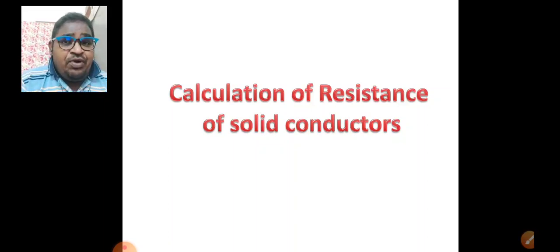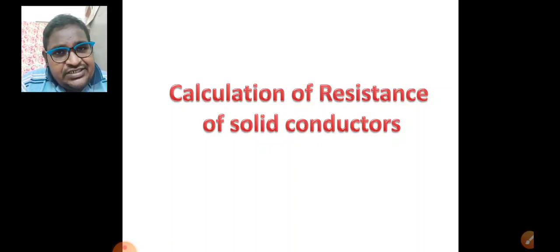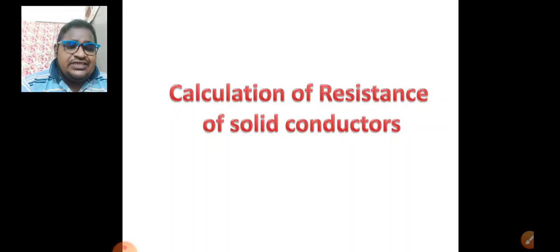And what is the importance of finding the resistance for the solid wire? Suppose a transmission line is there. What is the necessity to find the resistance of the transmission line? Any one of you? Necessity in the sense, if I know the value of resistance, then I can expect how much current is drawn by the transmission line. Yes, this is very, very important.